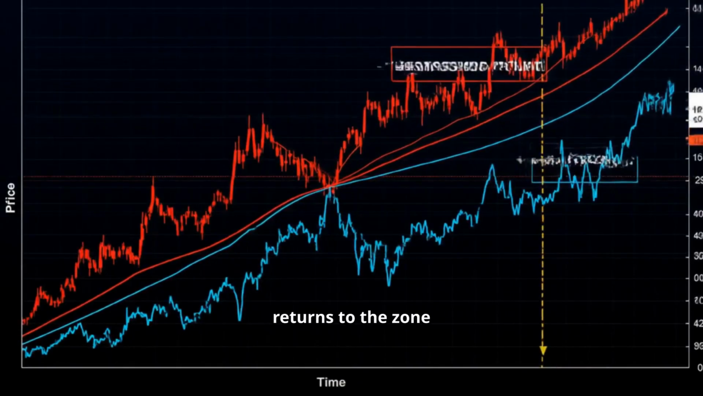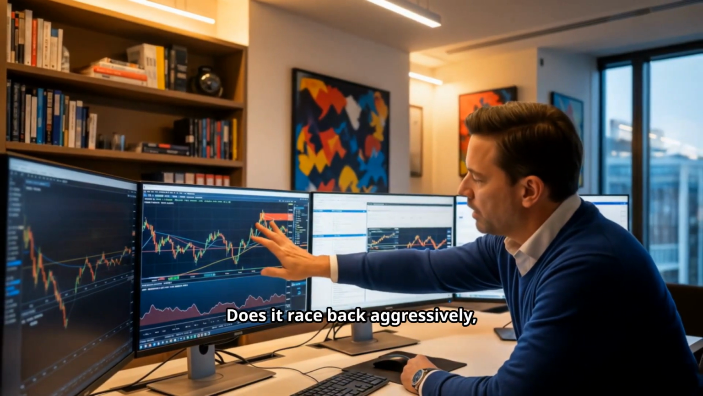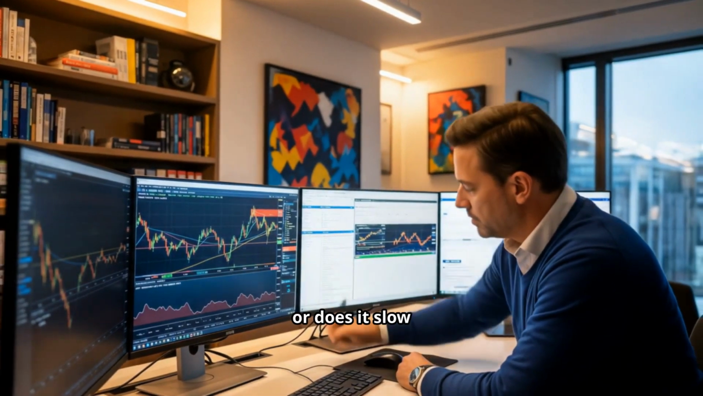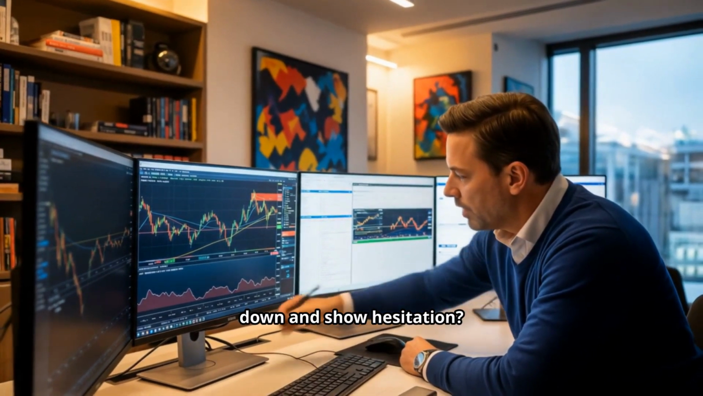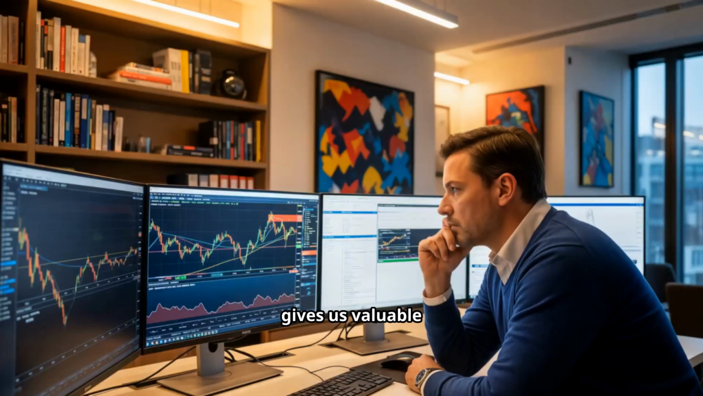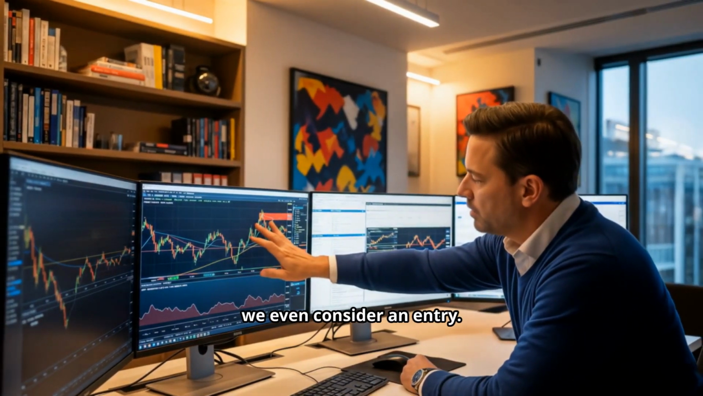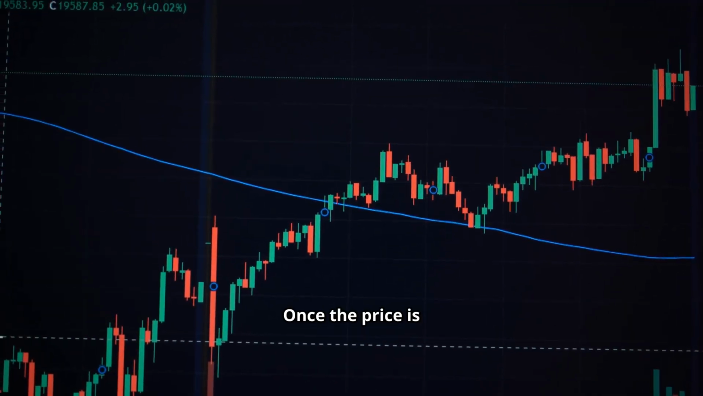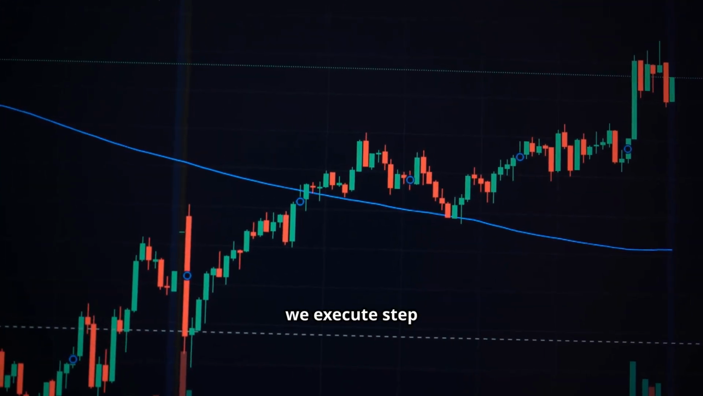The way price returns to the zone is also a clue. Does it race back aggressively, or does it slow down and show hesitation? This price action gives us valuable information before we even consider an entry. Once the price is in our zone, we execute step 3.